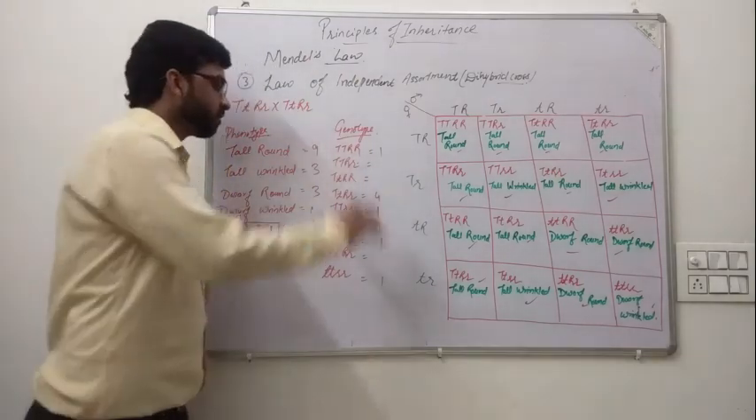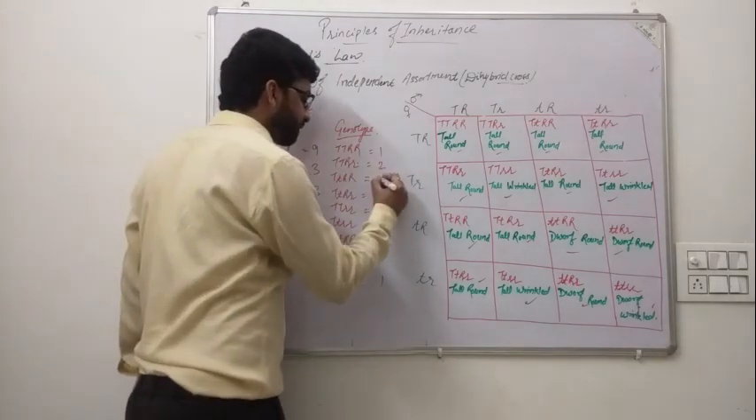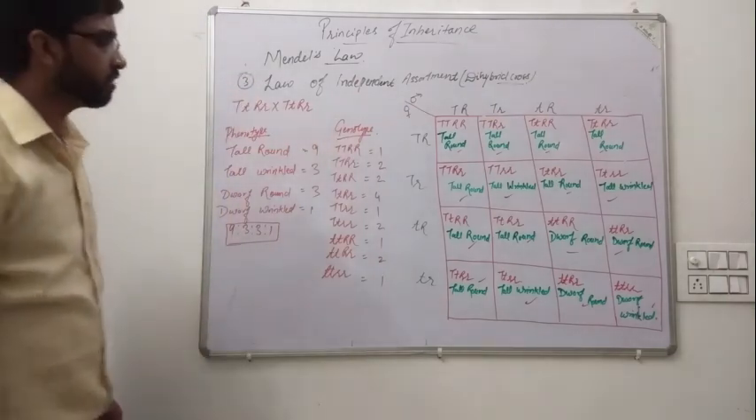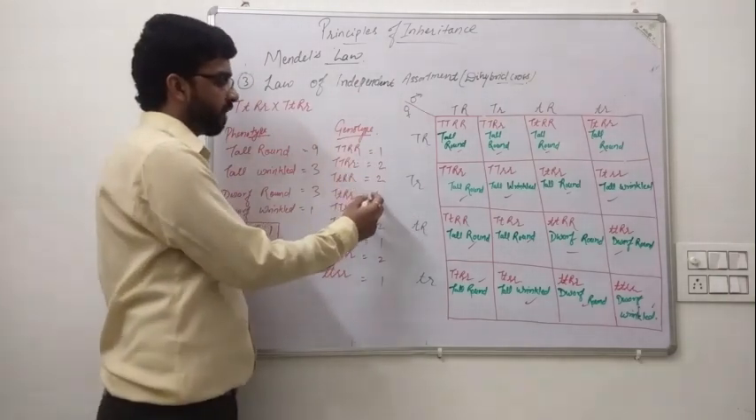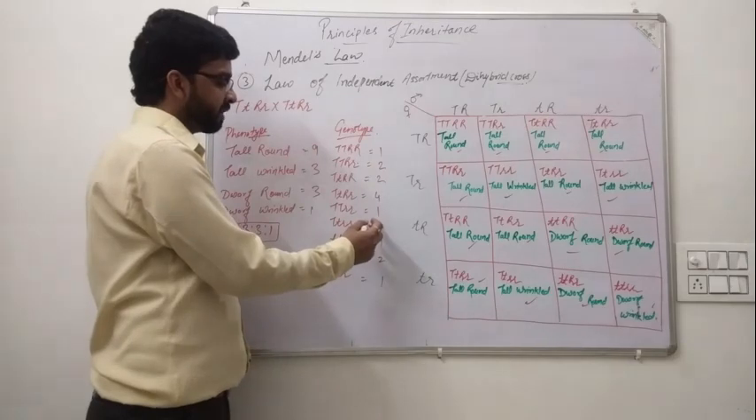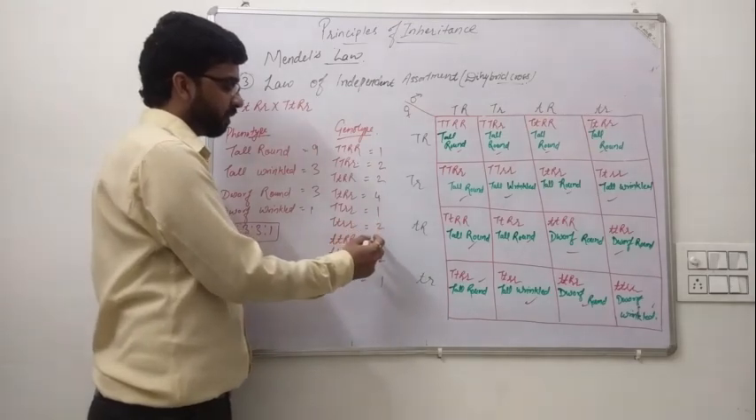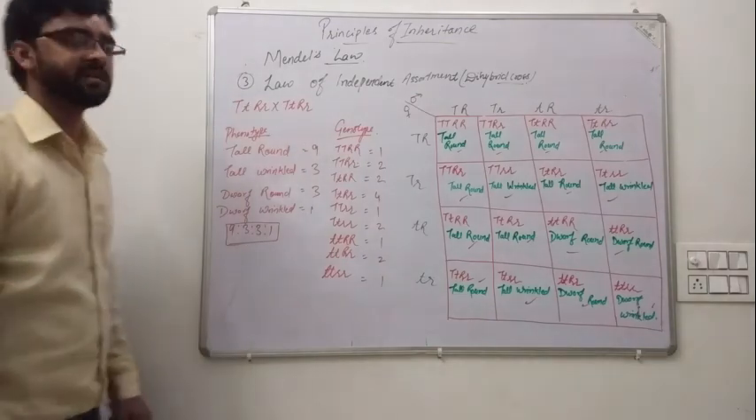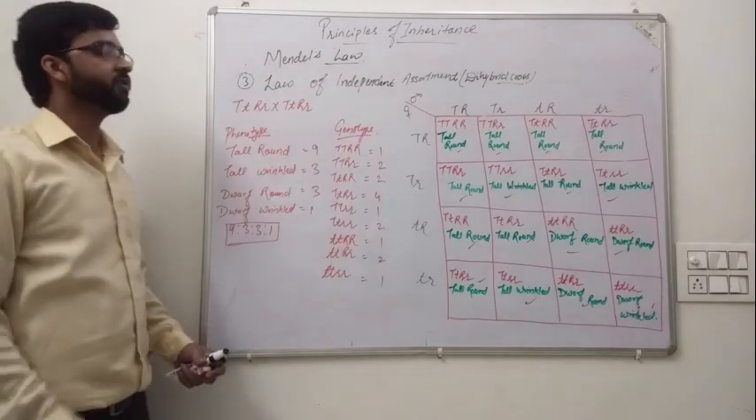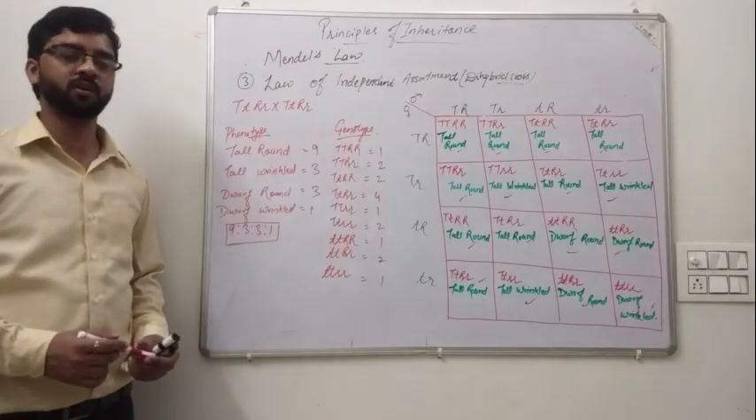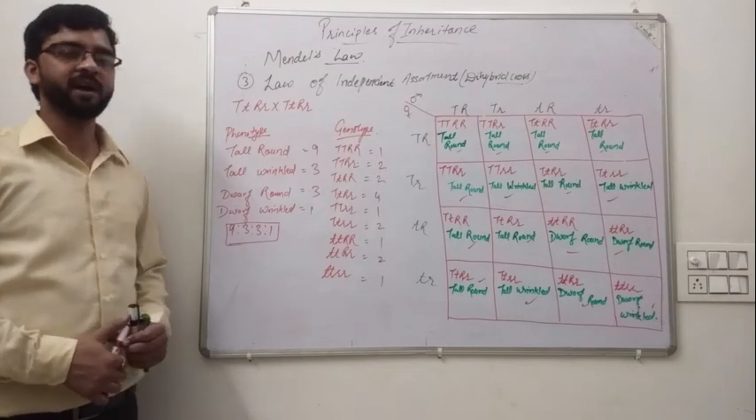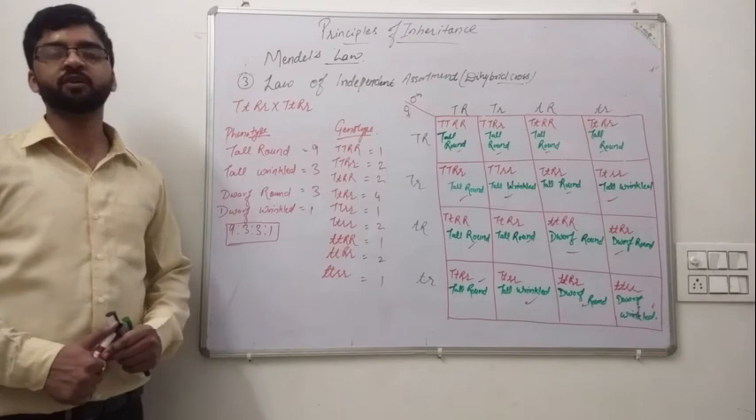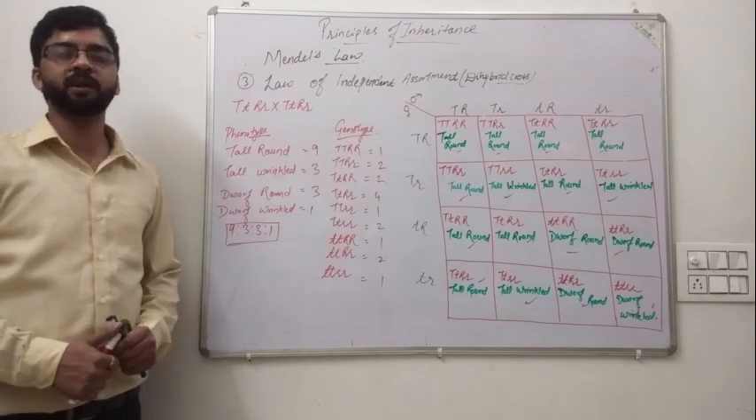The rest of these are all twice. Just count it: 1, 2, 3, 5, 9, 10, 12, 13, 15, 16. That means it's done. Here we have covered all three laws given by Mendel, known as Mendelian laws. In the next video we will talk about incomplete dominance.